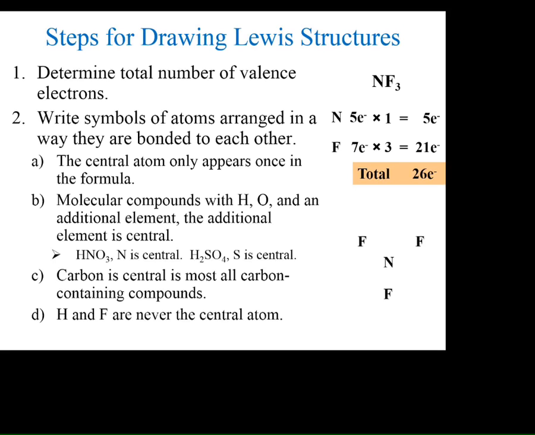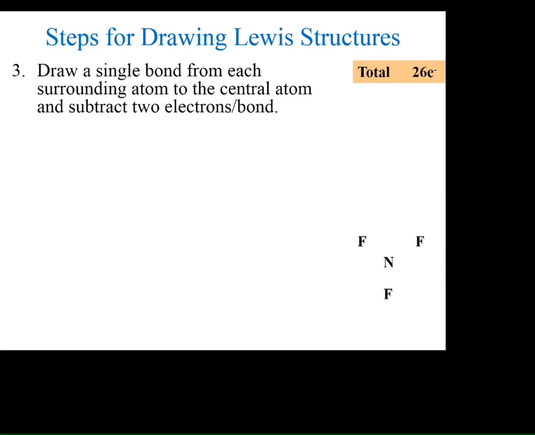Okay, now we're going to actually go through and connect these. We're going to connect them all with a single bond. So we're going to draw a line between each of these. 1, 2, 3. So I drew 3 lines. How many electrons are there in each bond? There's 2. So I'm going to subtract 2 electrons from my total for every bond that I drew. So I'm going to subtract how many electrons then?